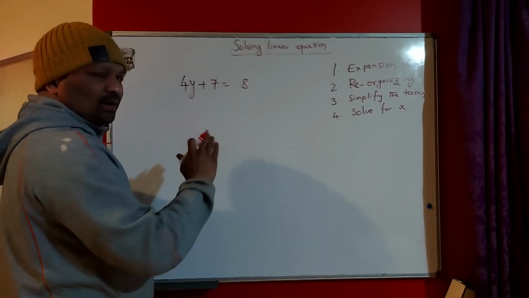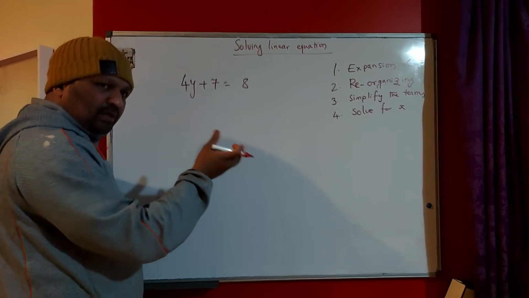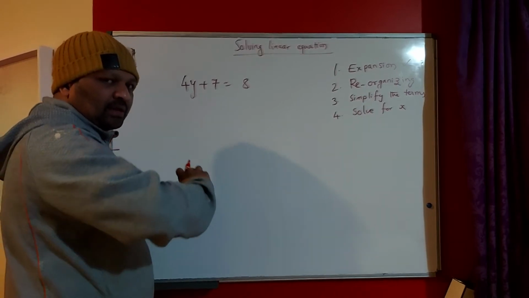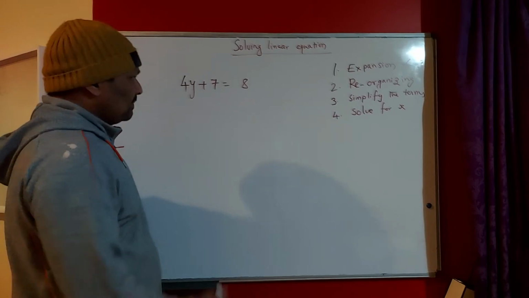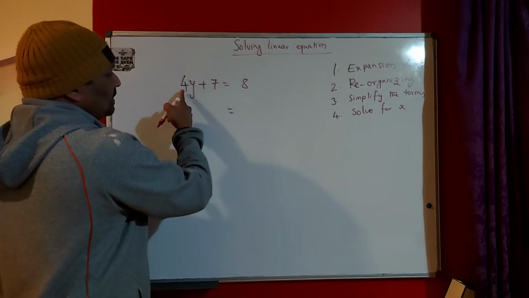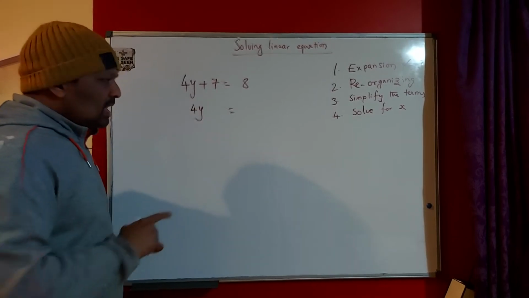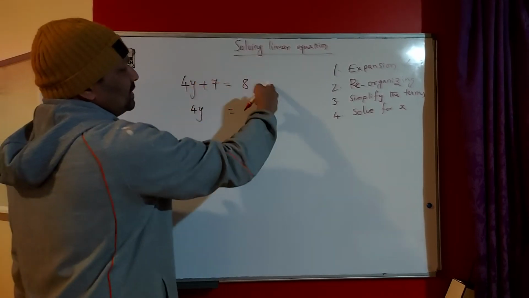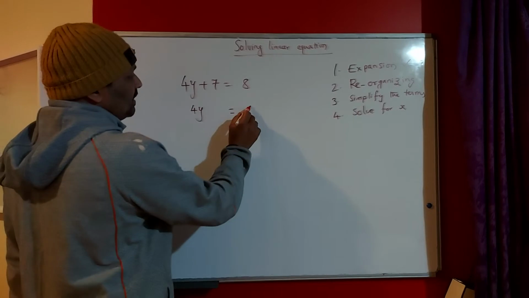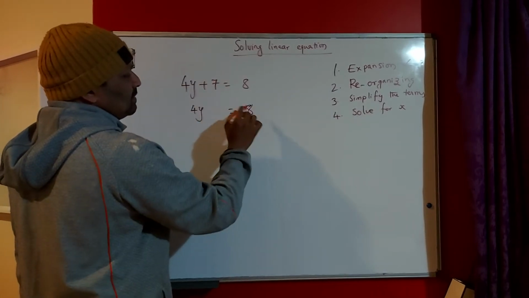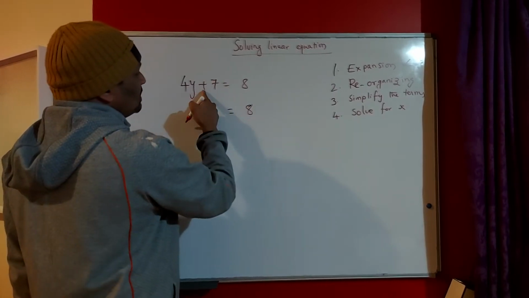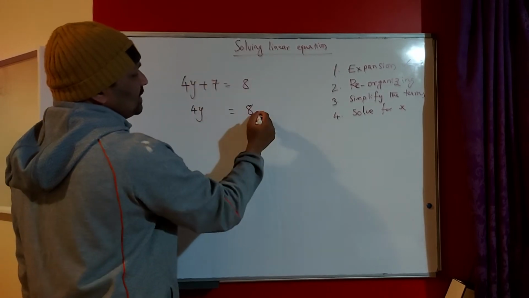So you have to reorganize such that you leave all the variable terms on one side and bring all the constants to the other side. This is the term having a variable, you just leave it on the left side. This is a constant term, you take it to the other side. If you take plus 7 to the other side of the equal symbol, it becomes minus 7.